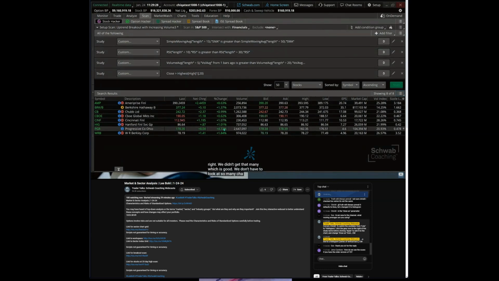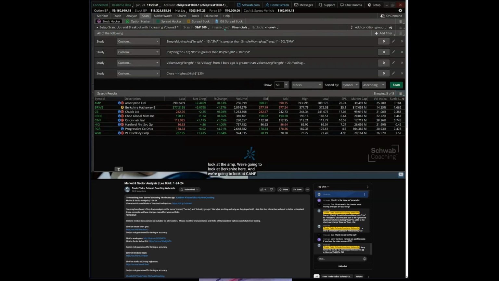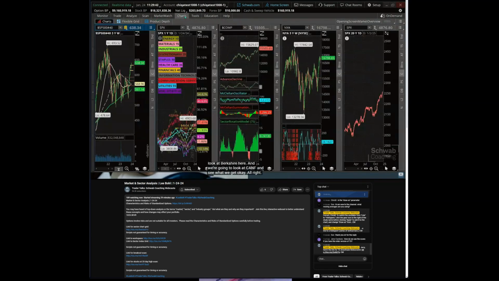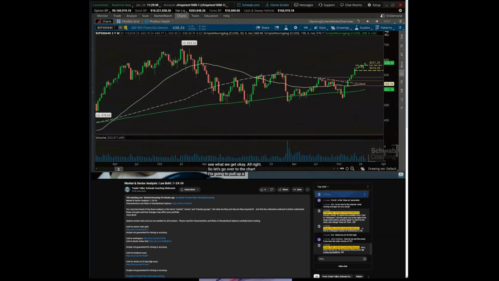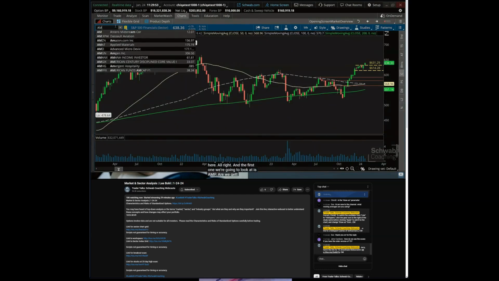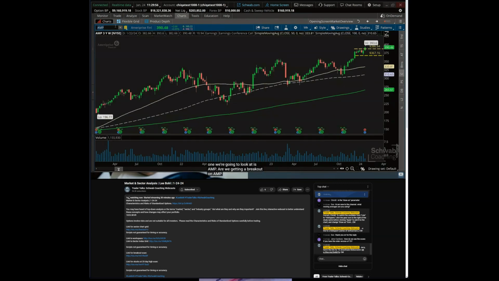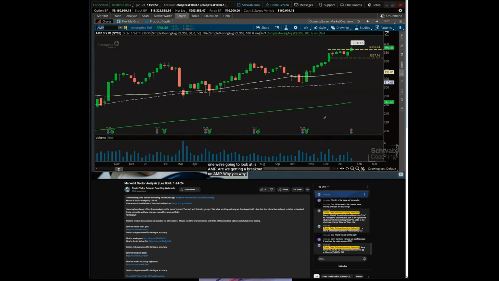Well, let's look at a couple of these. We shall look at three of them. We're going to look at AMP, Berkshire, and CNF and see what we get. Okay, so let's go over to the chart. I'm going to pull up a chart here. The first one we're going to look at is AMP. Are we getting a breakout on AMP? Why, yes. It kind of looks like the sector, doesn't it? It kind of looks like a breakout of a flag.